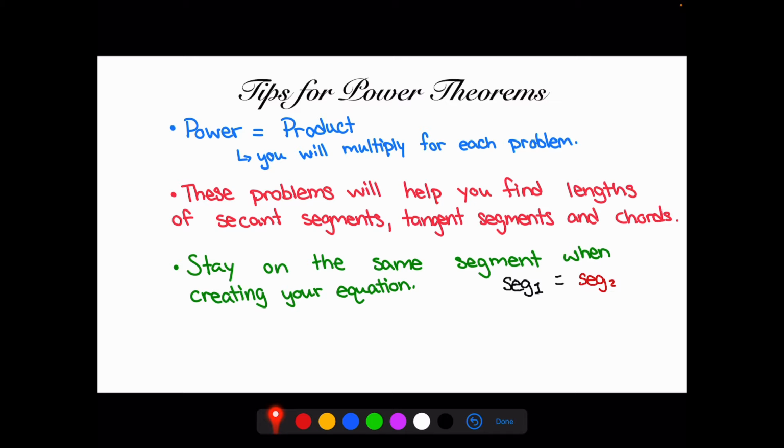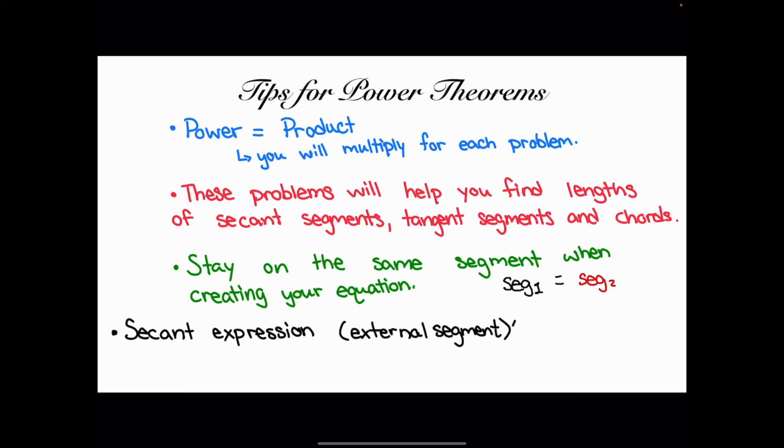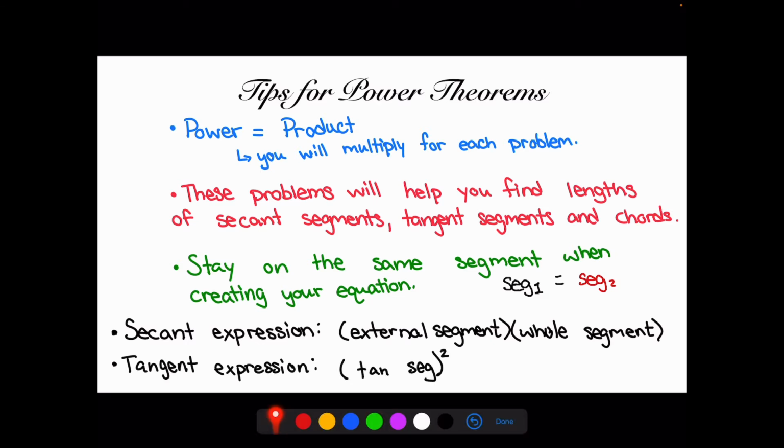And then the last tip that we have is what we are going to use for our expressions. So we're going to focus in on secants and tangents for those tips, not so much for chords. Chords have their own thing. But for secants, anytime that I'm given a secant segment, it will always be equal to the outside portion of the secant segment times the whole segment. If I'm given a tangent segment, that side of the expression would be whatever that tangent segment is raised to the second power. So again, whenever we're looking at these various theorems, first thing that we want to do is identify whether we have secants, tangents, or chords. Once we determine which one we have, we're going to go ahead and plug in our expression.